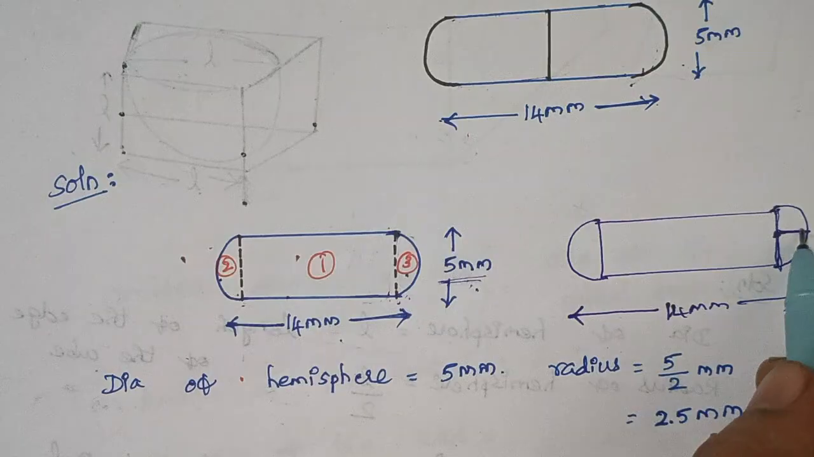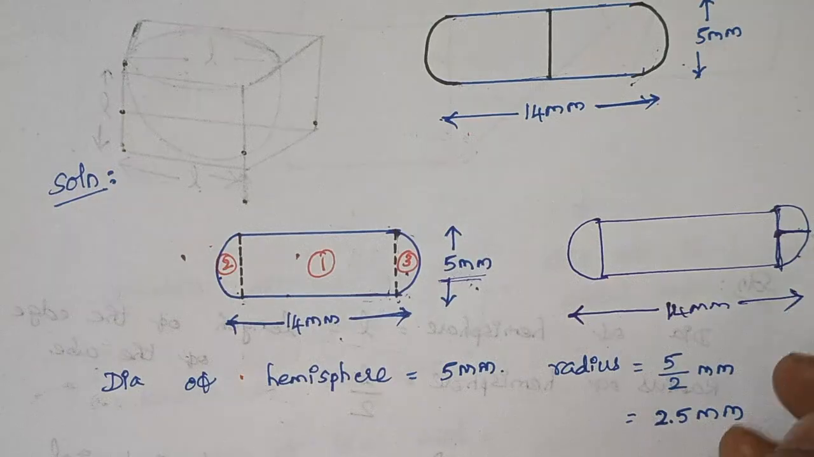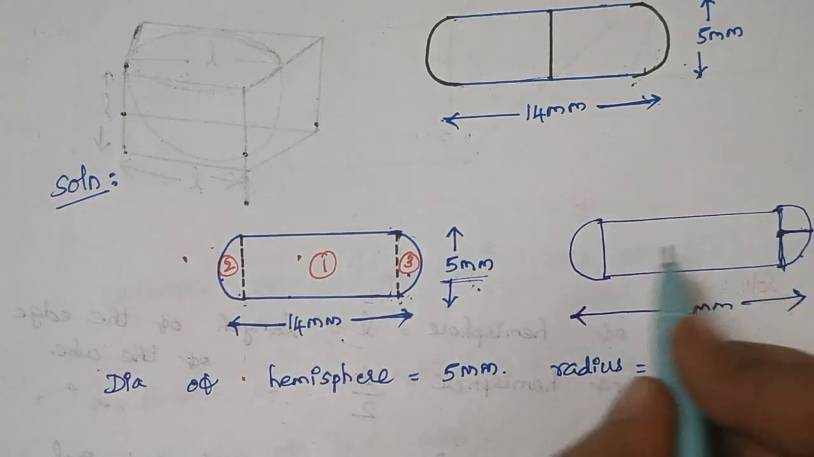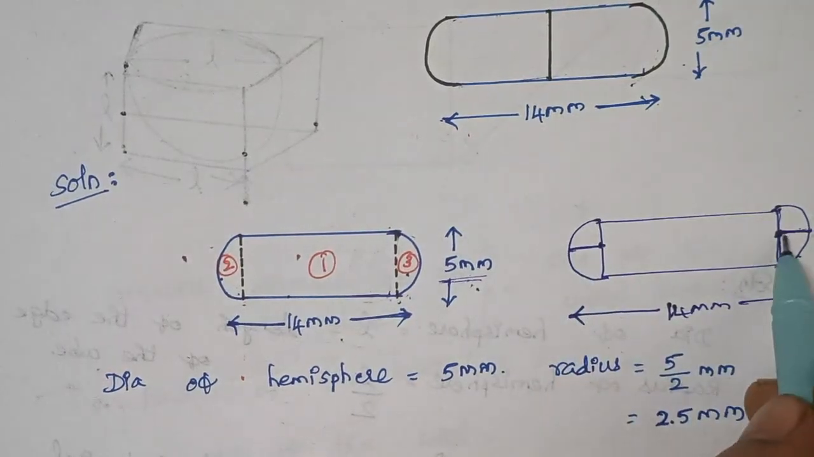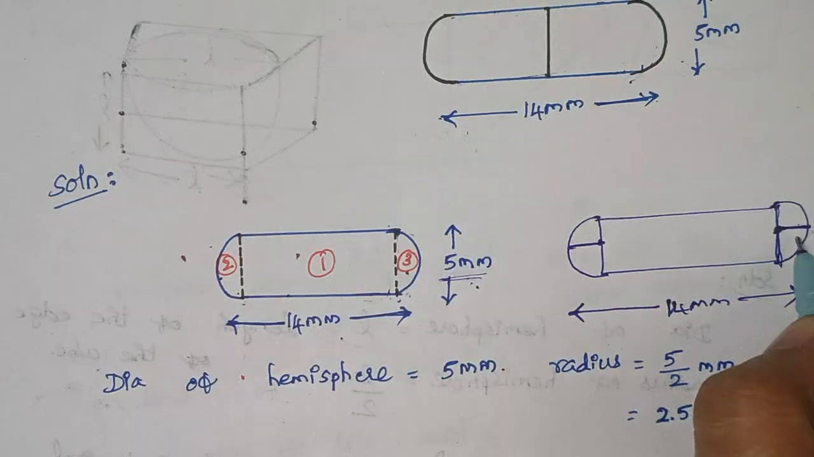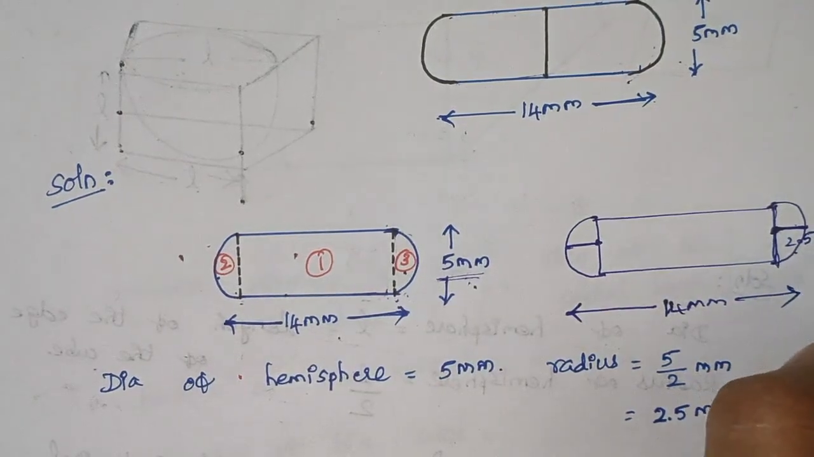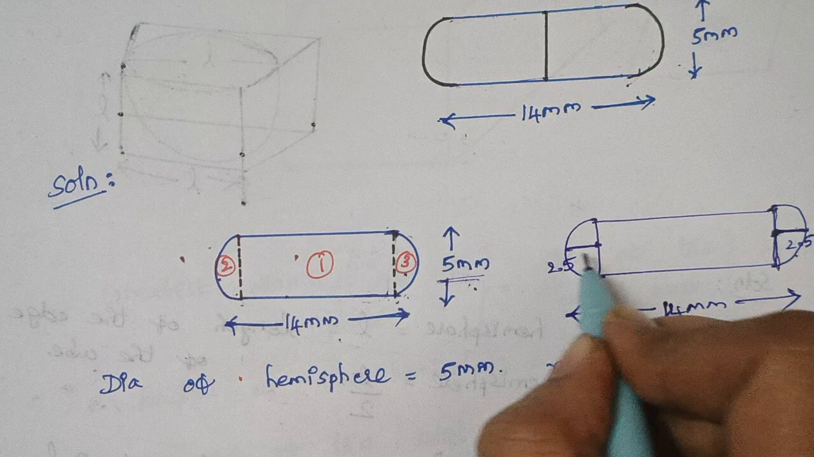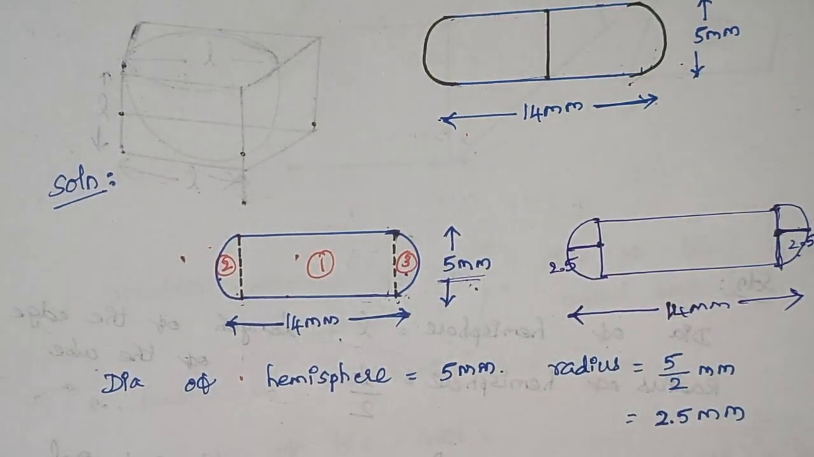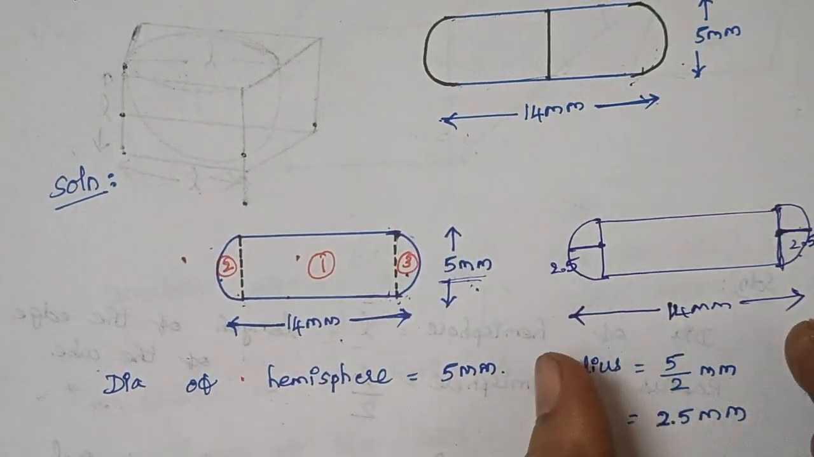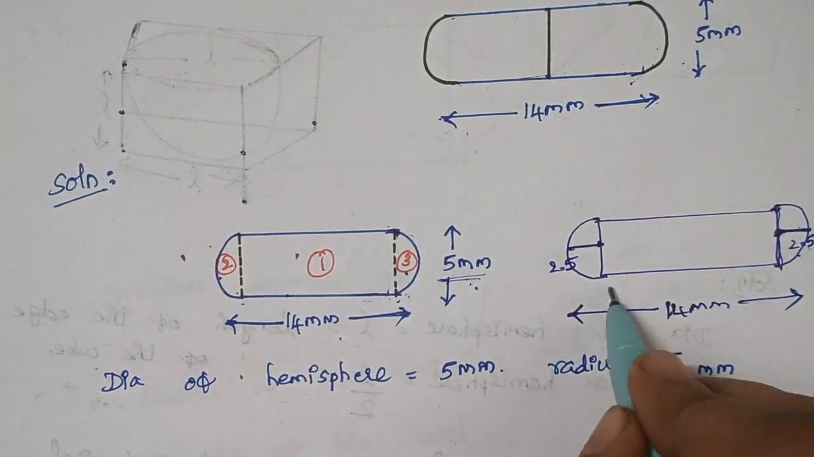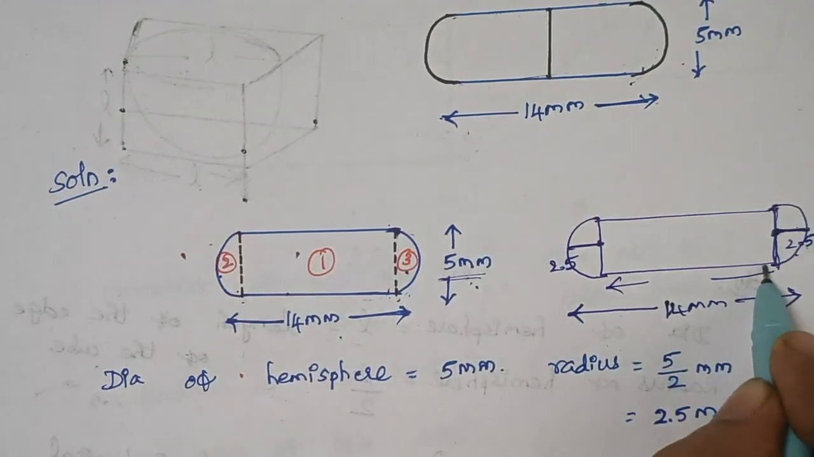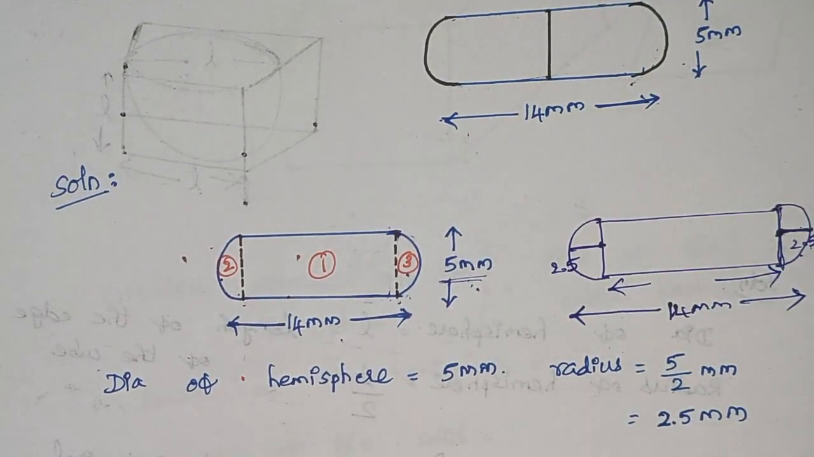Because radius is a line that connects the center to any point on the circumference. So again this is also a radius. Similarly for this hemisphere, this is also a radius, right? So what about the value of the radius here? So here it is 2.5 mm and similarly in this part it is 2.5 mm, right? So when you subtract this 2.5 and 2.5 from this 14 mm, then automatically we will be getting the length of the cylinder or height of the cylinder, right?